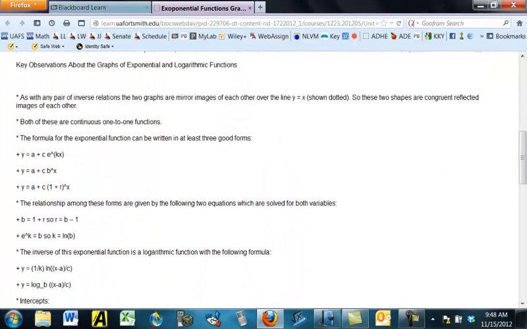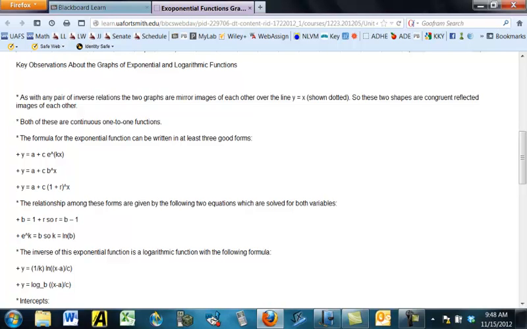Okay, so some key observations. Any pair of inverse relations, the two graphs are mirror images of each other over the line y equals x, which is given as a dotted line up there just for reference. And so these two shapes are congruent, reflected images of each other over that line. Both of these functions are continuous and one-to-one. That's pretty important. And regardless of what the a, c, or k were, they're continuous and one-to-one.